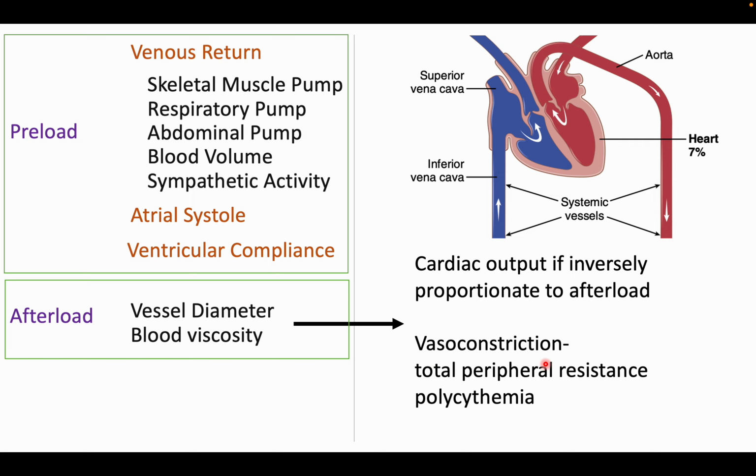So when there is vasoconstriction, or increased total peripheral resistance, the afterload increases, and because of that the cardiac output decreases. Likewise, when the blood is very thick or blood viscosity is increased, like in polycythemia, the heart has to force more to pump the same amount of blood. So if the viscosity increases, afterload increases, and because of that cardiac output can decrease. The disease is polycythemia, in which blood viscosity is increased.